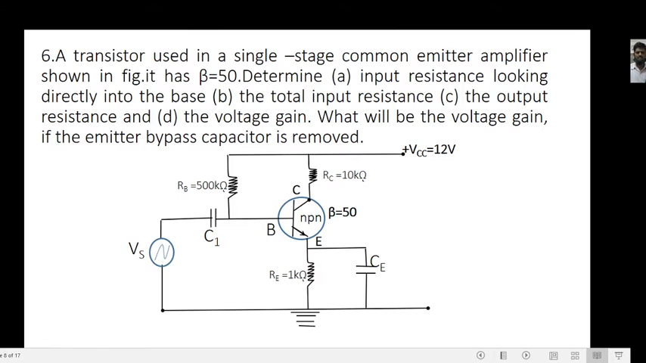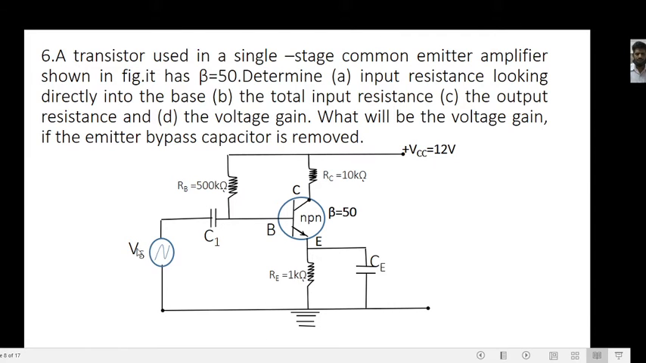Sixth one, a transistor used in a single stage common emitter amplifier shown in figure has beta is equal to 50. Determine the input resistance looking directly into the base and the total input resistance, the output resistance, and the voltage gain. What will be the voltage gain if the emitter bypass capacitor is removed?